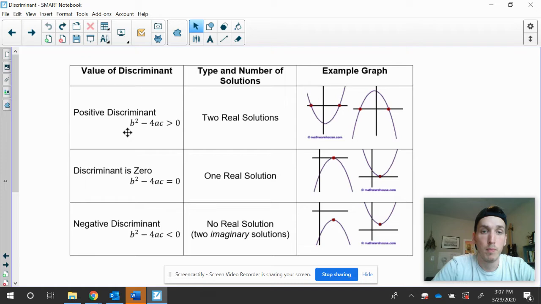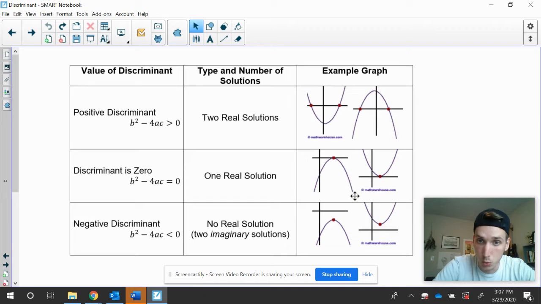So if you calculate b squared minus 4ac and you get a positive number, that means you have two real solutions to your quadratic equation. And remember, solutions are x-intercepts. So it's going to graphically look like this. It's going to cross the x-axis twice. Two solutions. If you calculate the discriminant and it's zero, then you have one real solution.